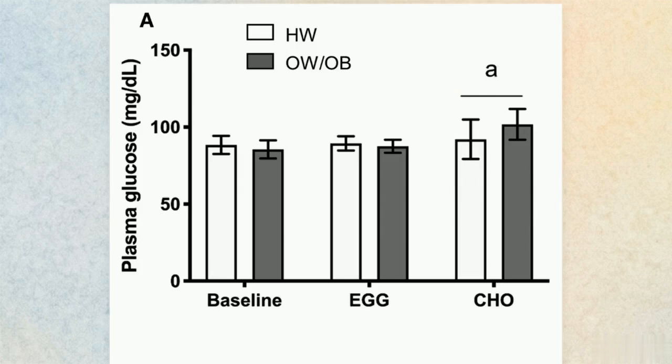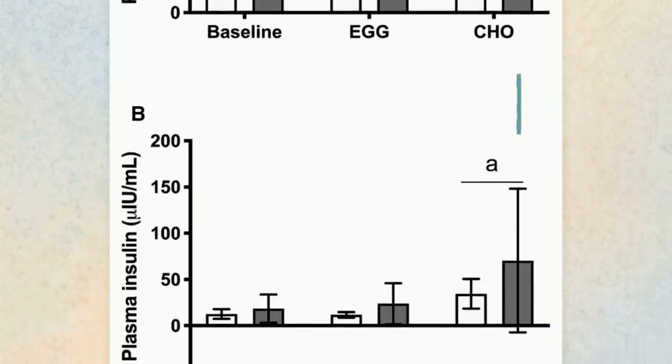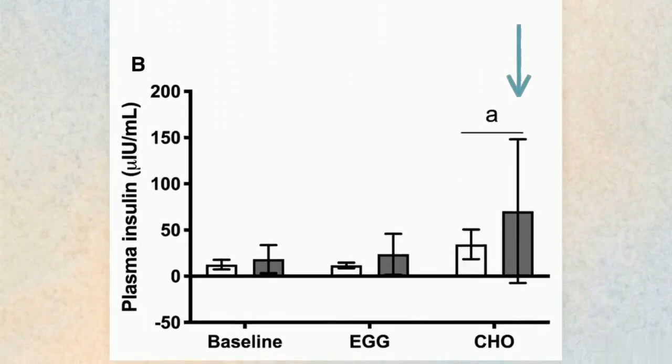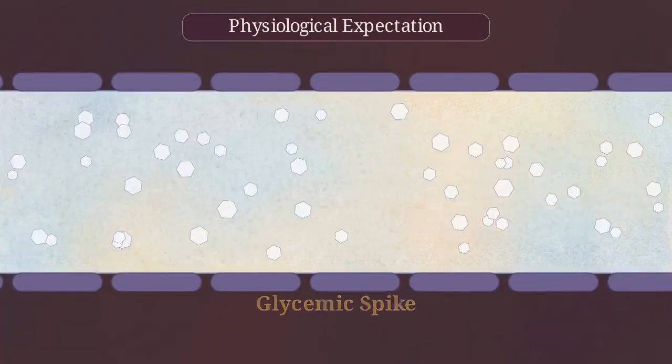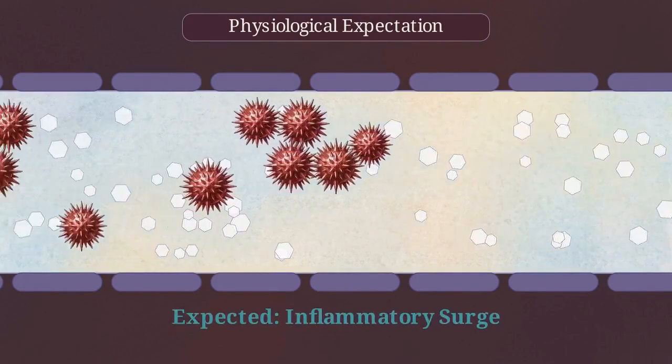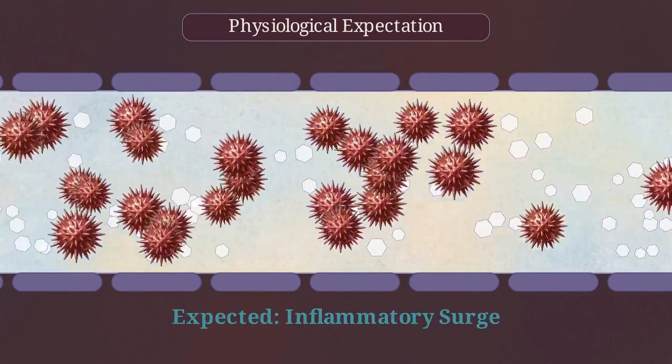This bar graph shows that 2 hours after the carbohydrate beverage, both groups experienced elevated plasma glucose compared to the egg condition. This chart tracks the corresponding spike in insulin production required to handle that sudden glycemic load. A massive glycemic spike is an established pro-inflammatory event. Physiologically, we would expect to see an increase in inflammatory immune cells patrolling the blood.